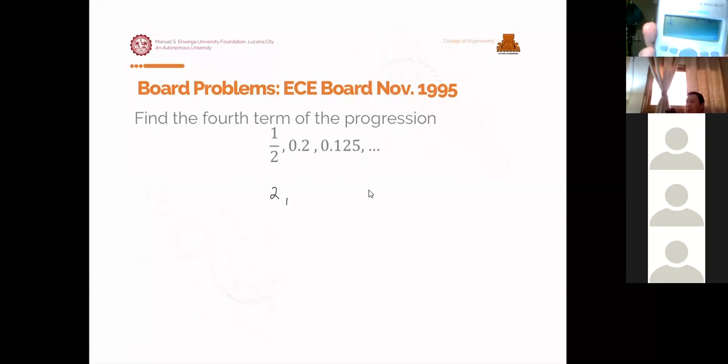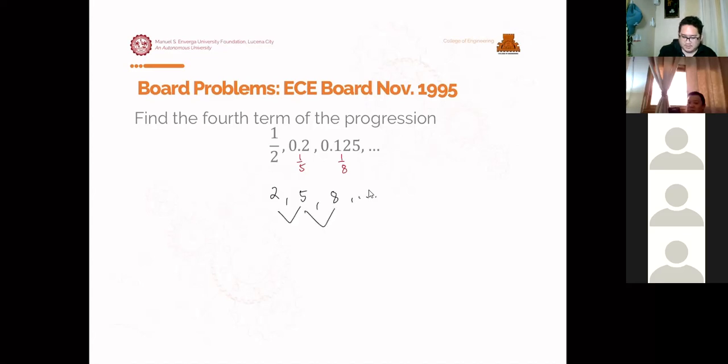Pag pinindot mo lang sa calcu, 1 over 5. So, ibig sabihin, ito ay 1 over 5. Ang 0.125 ay 1 over 8. Okay? Gagawing fraction. So, pag binaliktad mo, magiging 5, magiging 8. Okay? So, pag kinuha mo yung difference ngayon, this will be 3. Then, 8 minus 5 is 3.